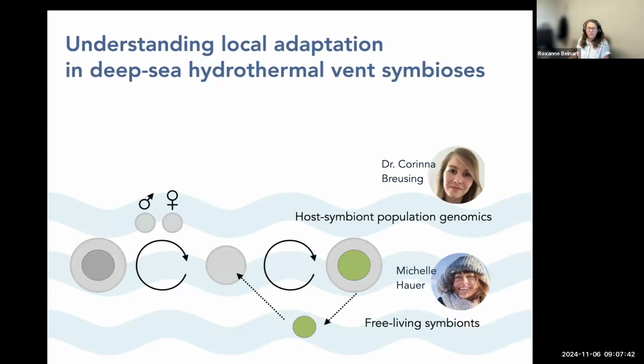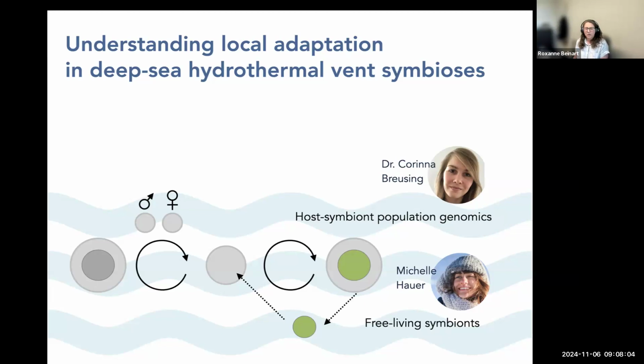And so my lab has been focused on trying to understand these patterns and processes at deep sea hydrothermal vents in the chemosynthetic symbioses that dominate there. And so today I'm going to be talking about some work led by two members of my lab. First, Dr. Corinna Breusing, who's a research associate in my lab, who's focused a lot on the host symbiont population genomics work that I'll present today.